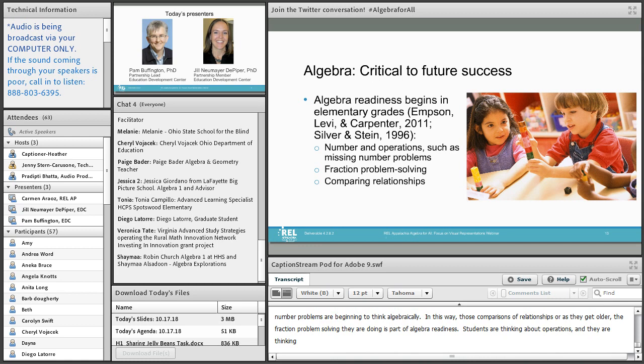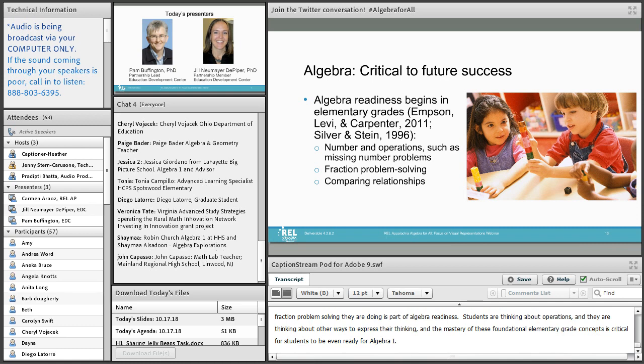And the mastery of these foundational elementary grade concepts is critical for students to be even ready for Algebra 1. In this way, the mathematics content in upper elementary and middle grades is important for students as they then get ready for the concepts that underlie algebraic reasoning. In this manner, the ways in which we think about the progression to Algebra 1 goes from elementary students here through upper elementary into middle grades.